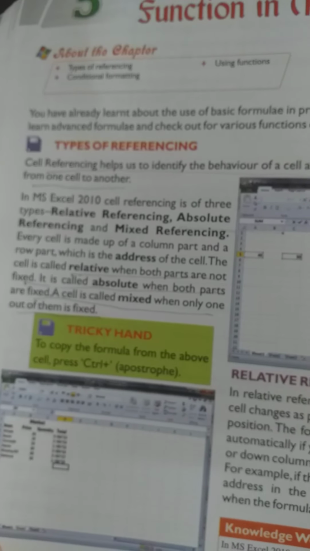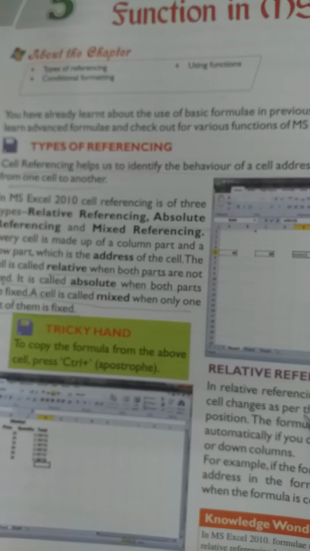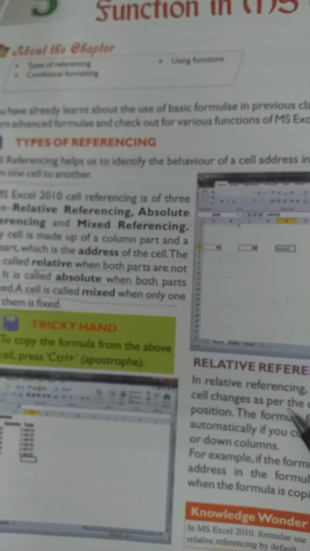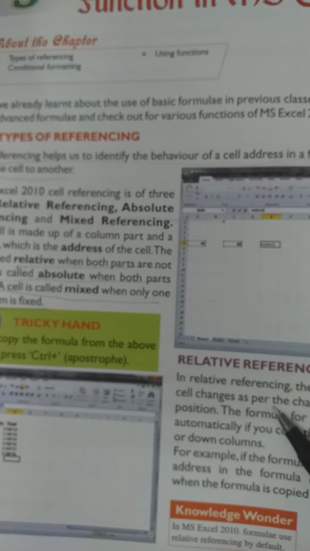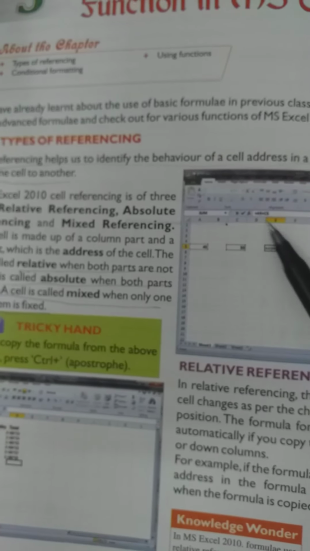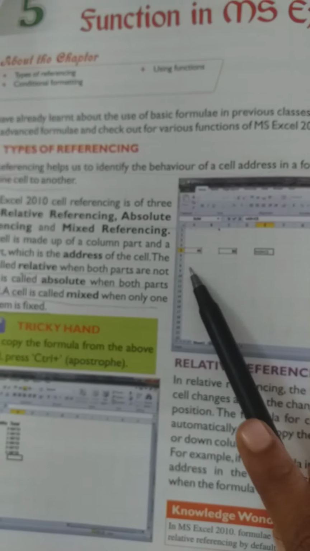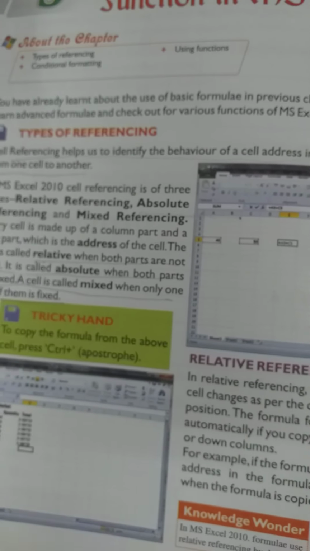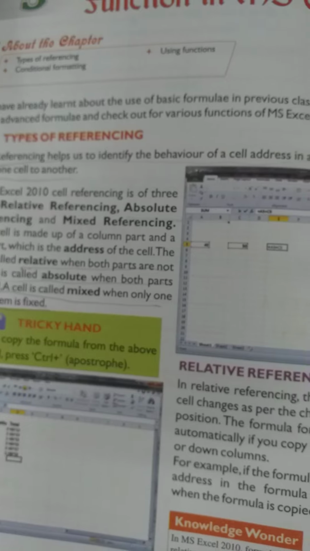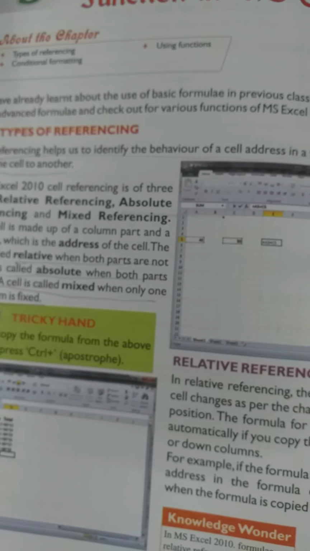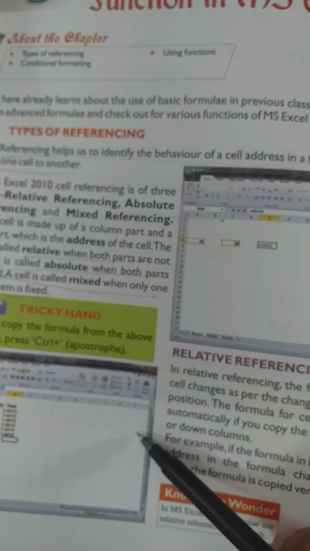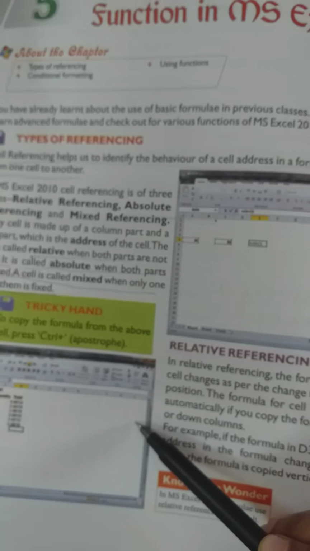Relative referencing: every cell is made up of a column part and a row part, which is called the address of the cell. The cell is called relative when both parts are not fixed, when the column and the row are not fixed. It is called absolute when both parts are fixed. When the column and the row are fixed, then the referencing is called absolute referencing.